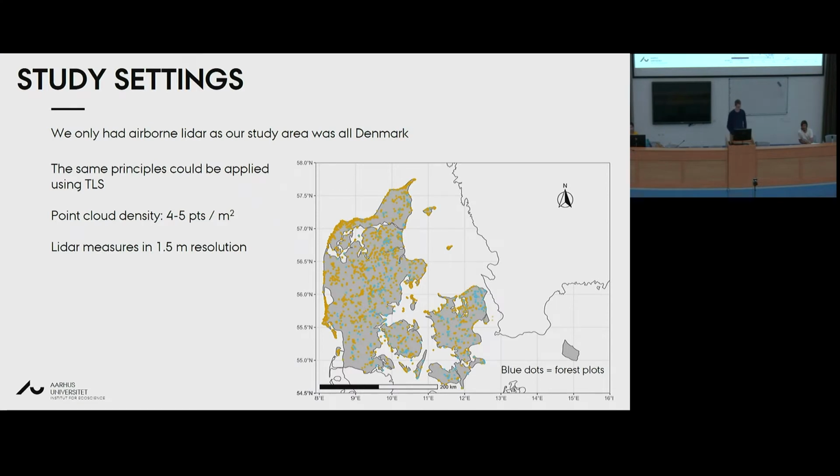And this is our study area. It's all Denmark. We have close to 4,000 forest plots, and the forest plots are the blue dots in this figure. And this also explains why we didn't use TLS, because we have so many different plots. We used ALS for this study with a point cloud density of 4 or 5 points per square meter, so it's even lower than AVAS. And we calculated a number of lidar measures that we entered into our models in 1.5 meter resolution.